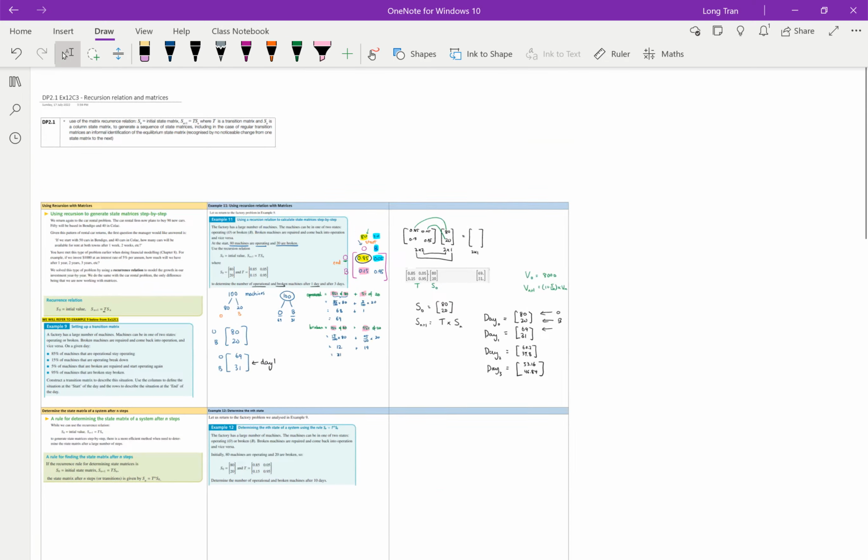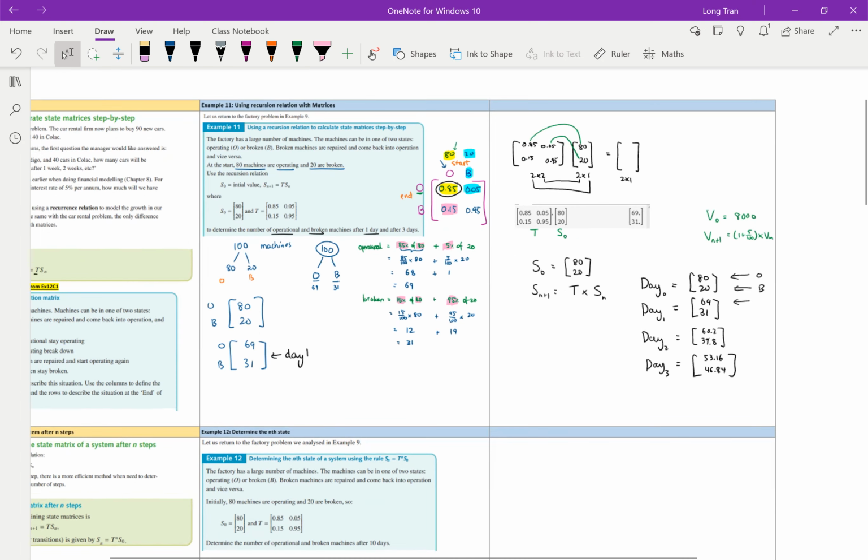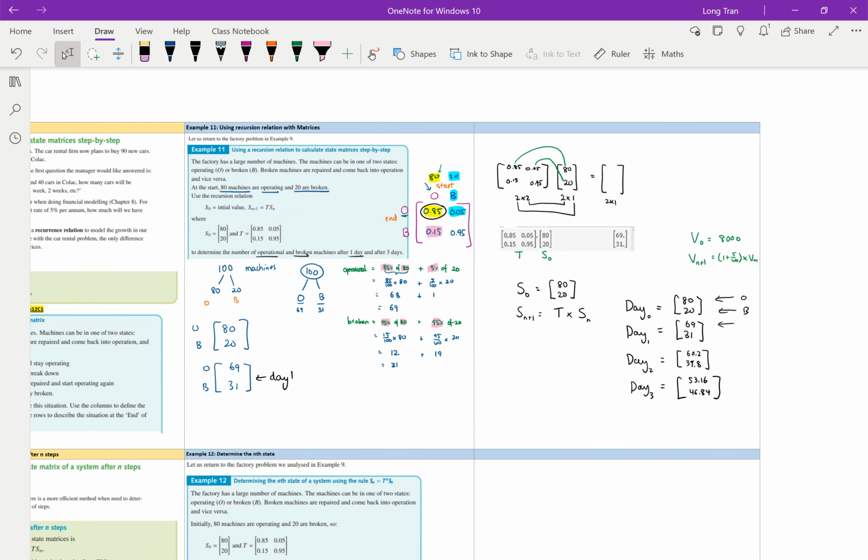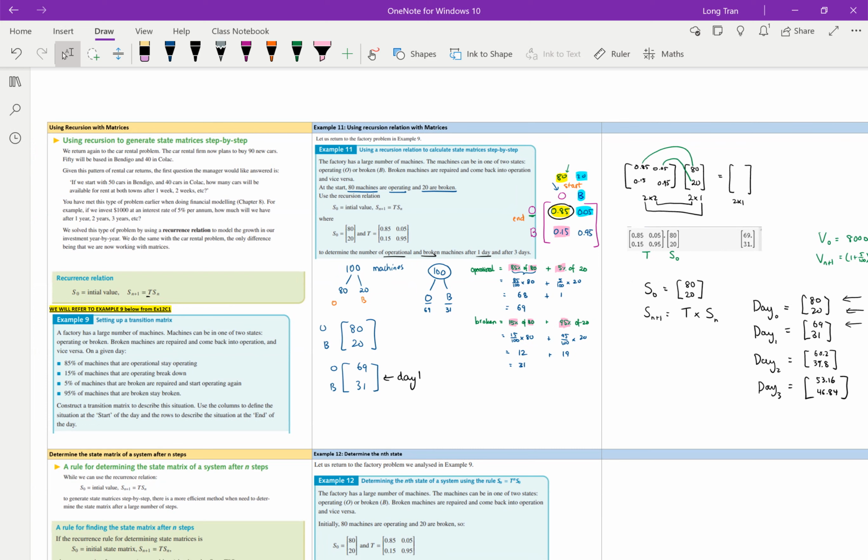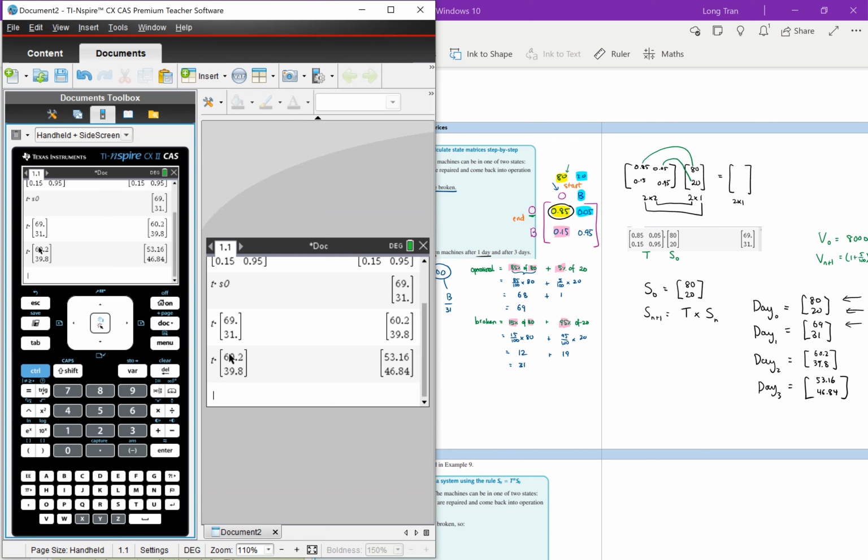I know it was quite a bit there to take in. In the next video, I'm going to show you how to calculate, not recursively, but to find the nth rule, so that you can find the 99th day or 100th day, instead of doing what we just did in a CAS, where you're essentially doing T times the previous day, enter, T times the previous day, enter. It takes a long time to do. If I want to find the 99th day, there is a way to do it, and that's going to be in the next part of the video.